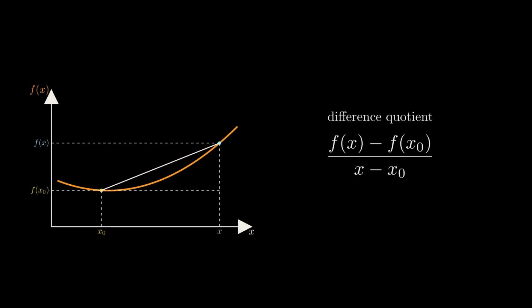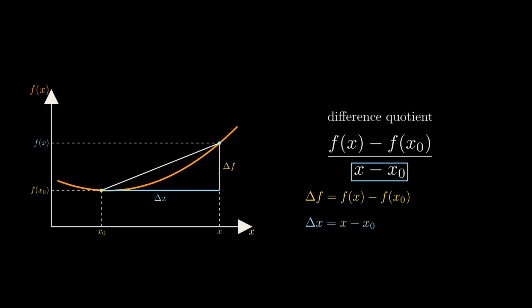The first idea is the difference quotient. This ratio compares how much the function changes with how much the variable changes. In the numerator, we have the change in the value of the function, f of x minus f of x0. In the denominator, we have the change in the input variable, x minus x0. So the difference quotient tells us how much the function changes compared to the change in x, but this is still an average change between two different points.